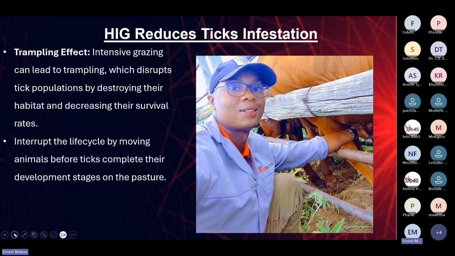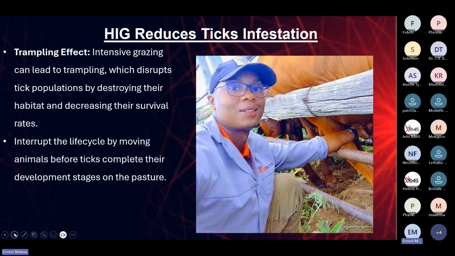Remember, if you're using high intensity grazing, the intensity is high, so the trampling effect becomes higher. The trampling effect refers to when the cattle step over the soil and soften it again and again because the intensity is so high. Intensive grazing can lead to trampling, which disrupts the tick population by destroying their habitat and decreasing their survival rates.